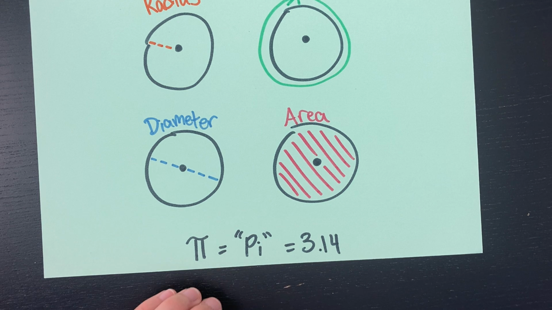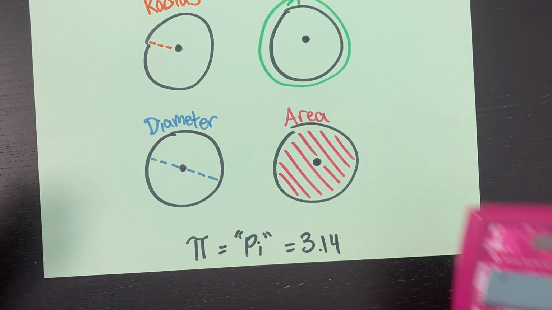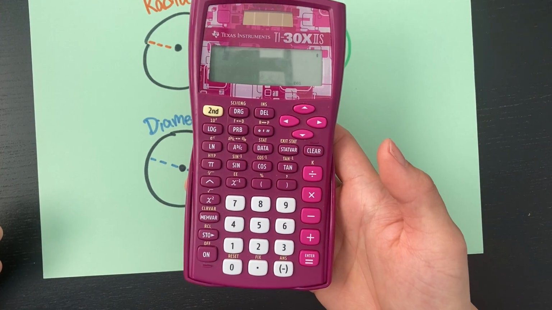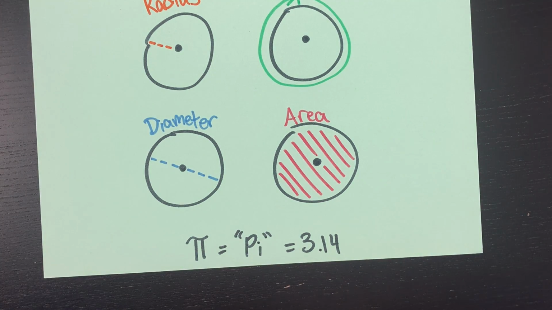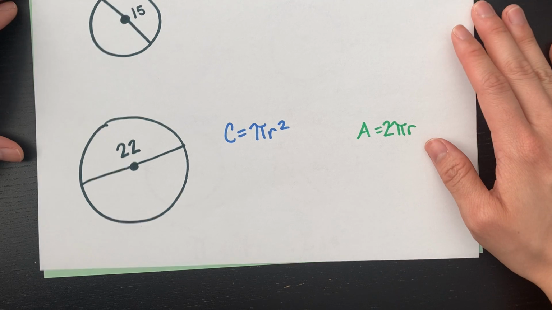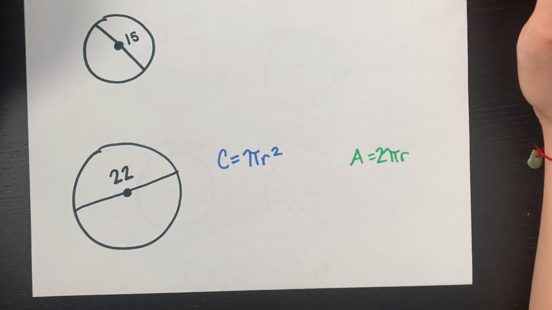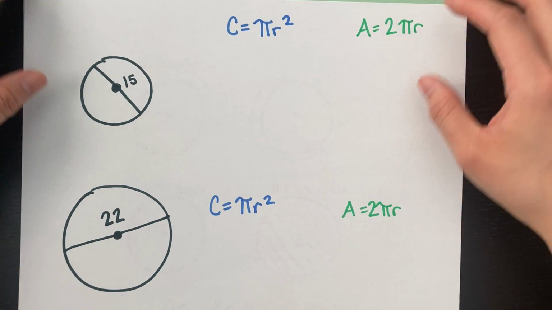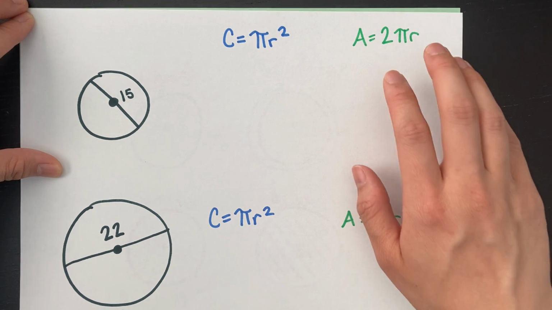But this is nothing that you have to remember. You probably will remember that it is 3.14 in time. But for this unit, you also do get a calculator. So I'm going to have my calculator out here for you to see what I type in. So we're going to do some practice problems. What you also get in this unit is some formulas. You will always be given the formula for circumference and area.